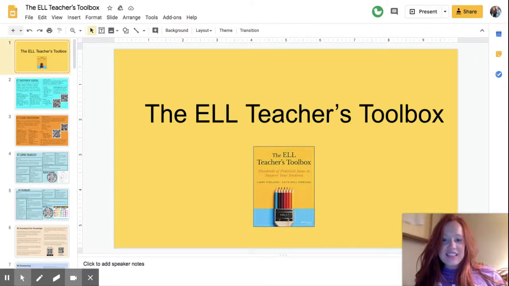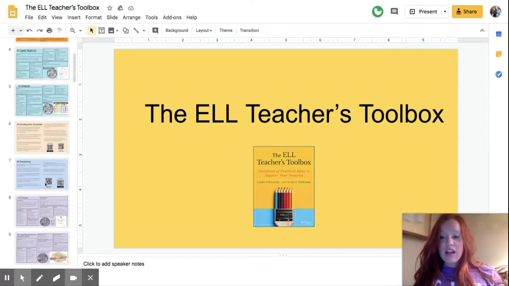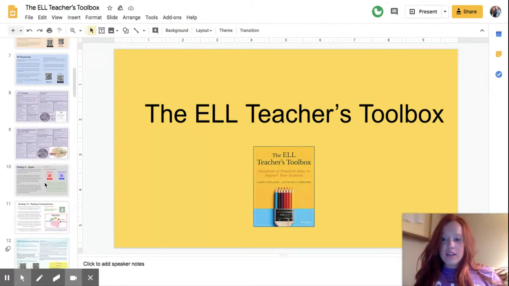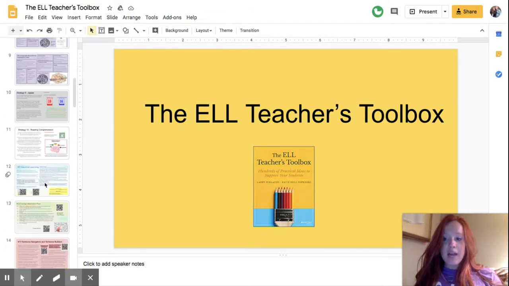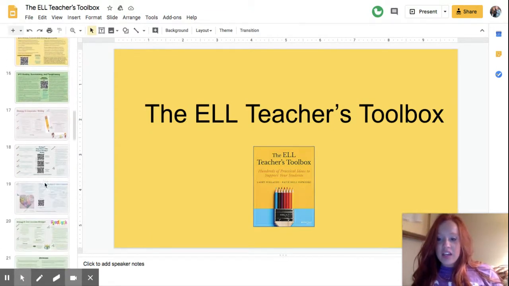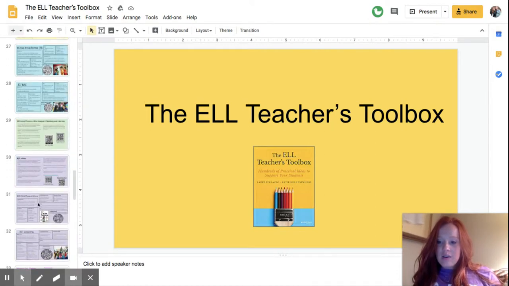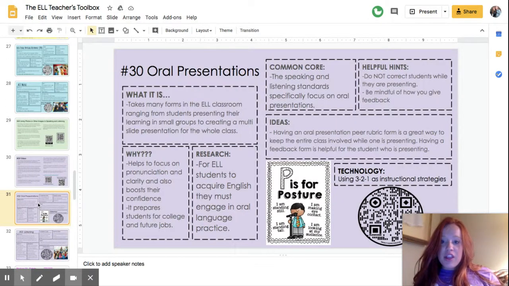Okay, guys, this is part two for the ELL Teacher's Toolbox. We've already talked about my other two that I discussed, number 7 and number 8. And the third one that I had was number 30, and this was oral presentations.